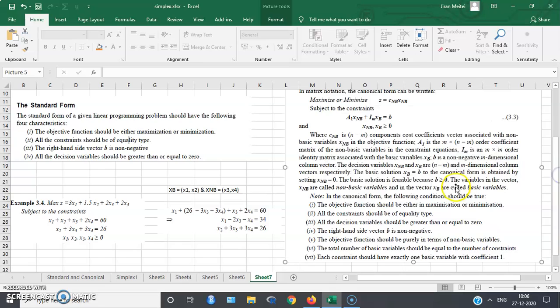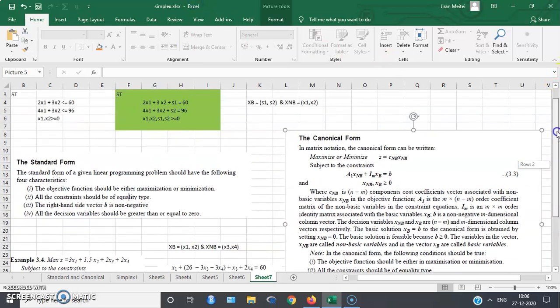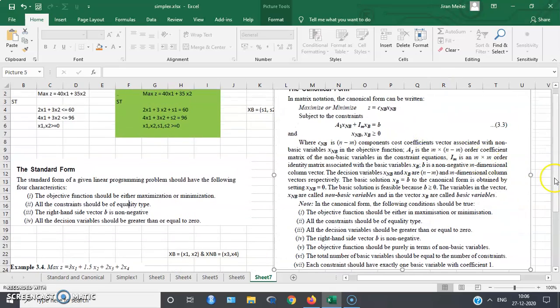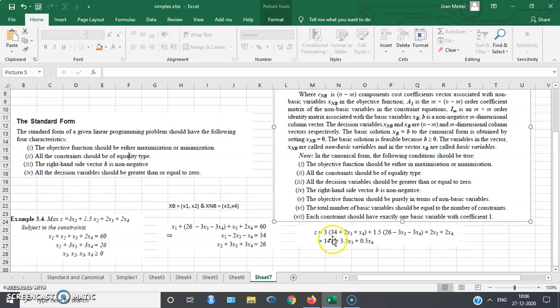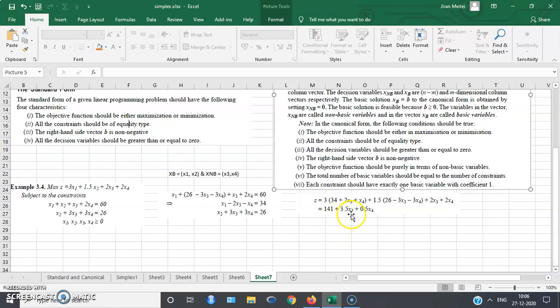This is what I've done over here. I have found the value of x1 from this equation, put it here, x2 from this equation, put it here, and this is the new equation of z. And the new equation of z is now purely in terms of the non-basic variables.